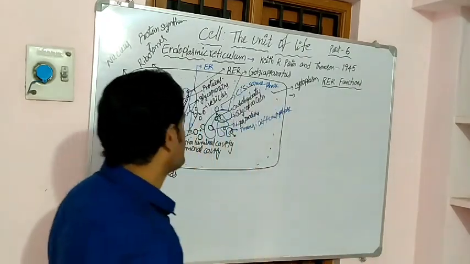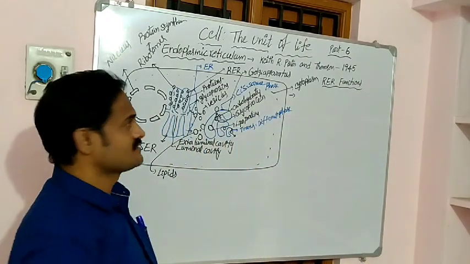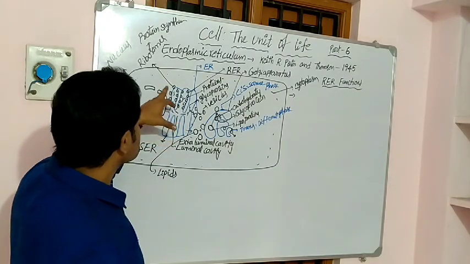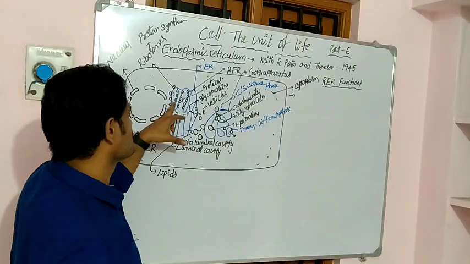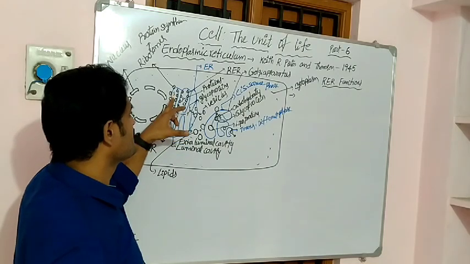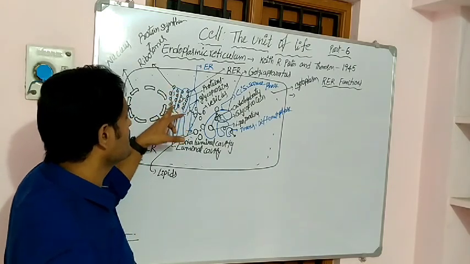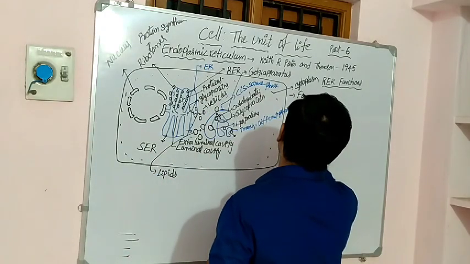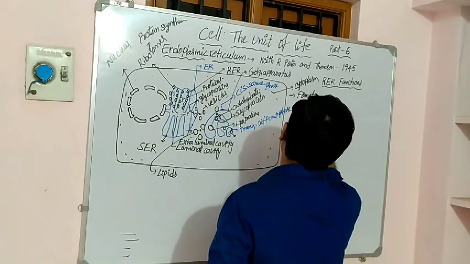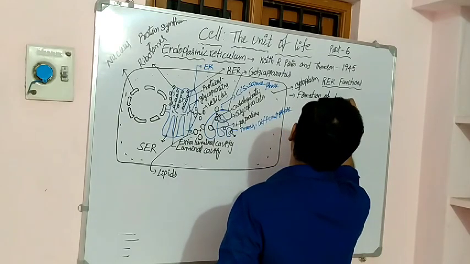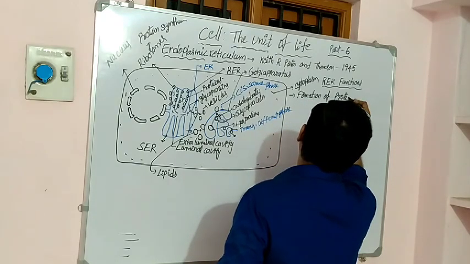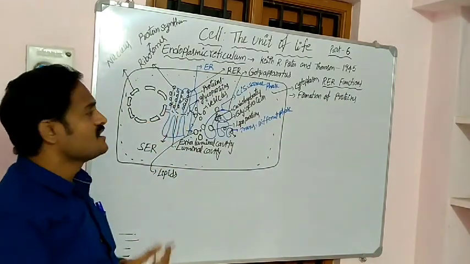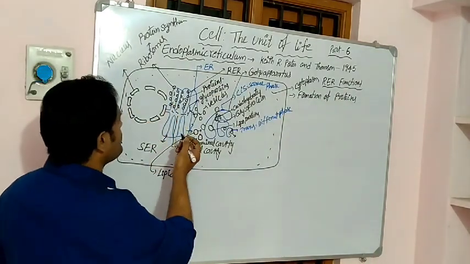What is the first function of the RER? See the diagram. The first function of the rough endoplasmic reticulum is called formation of proteins. Once the proteins are formed, what will happen after that?